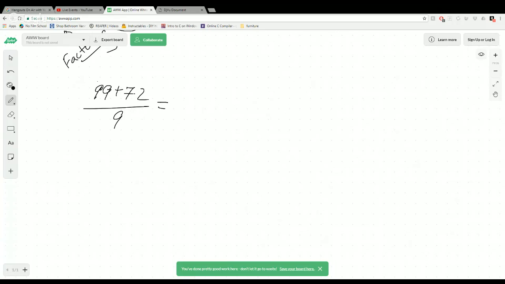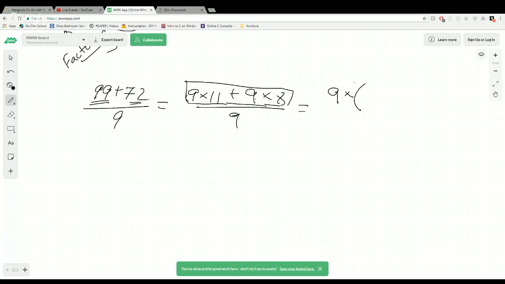So can I bring it? So let me rewrite that. Let me rewrite both 99 and 72 as a product of 9 with some number. So 99 is, of course, 9 times 11 plus 72 is, of course, 9 times 8, over 9. And now we look at this expression in the numerator and we say, oh yeah, that is factoring. That is, we can use the distributive property in the backwards direction. What do we have to do for that? We have to take out the common part in both groups. What is common to both groups? The 9 is. Let's take it out.